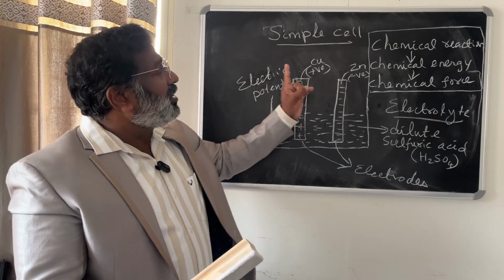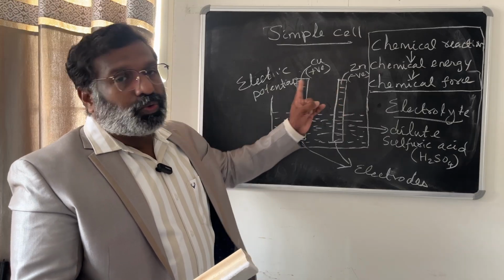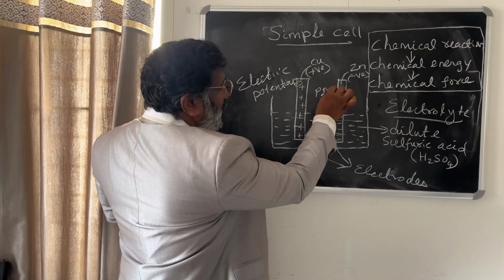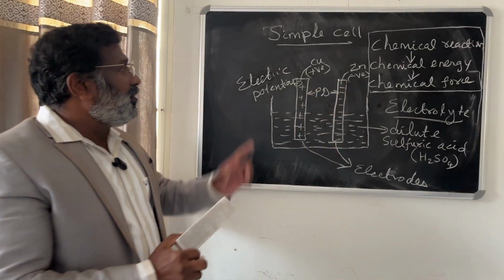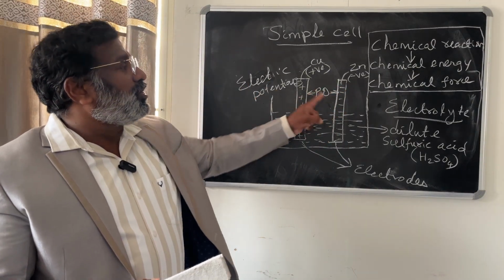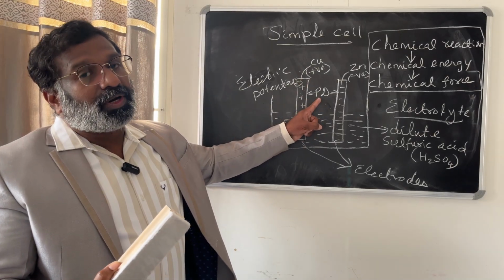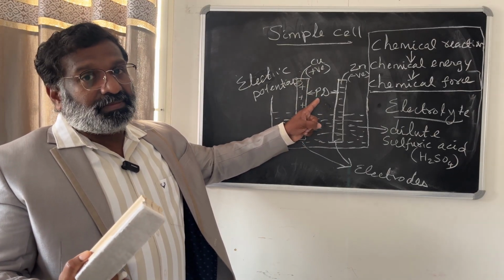The difference in potential between these two electrodes is called the potential difference, PD. The difference in electric potential between these two electrodes is the potential difference. The potential difference is also called voltage. Clear?